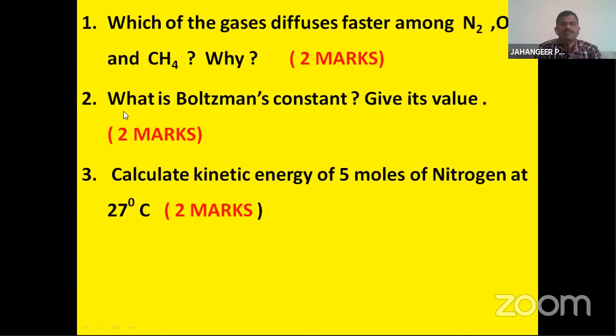And the second one is: what is the Boltzmann constant? Give its value. This is also one more important question. And the last and final one is: calculate the kinetic energy of 5 moles of nitrogen at 27 degrees Celsius. These are the expected 2 marks questions.